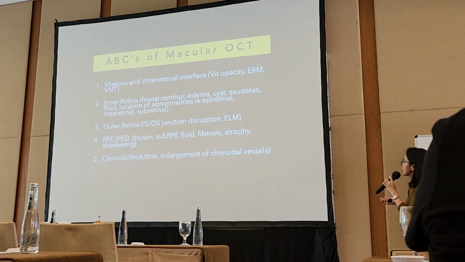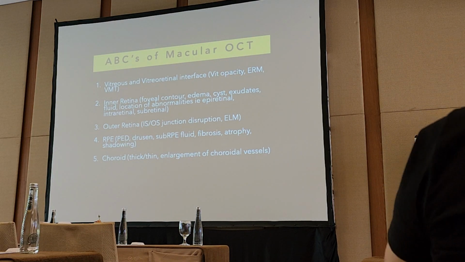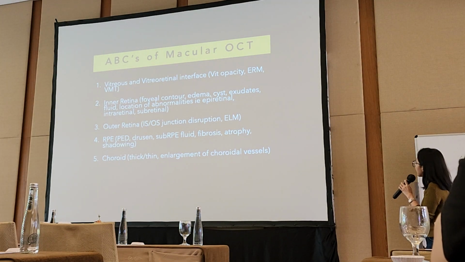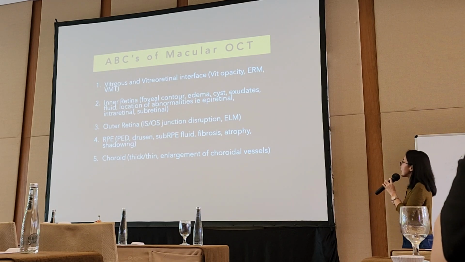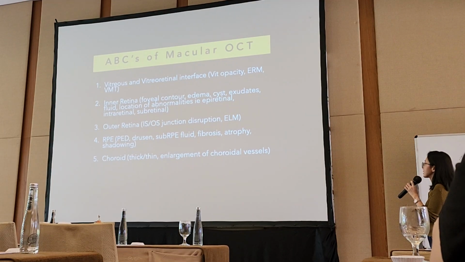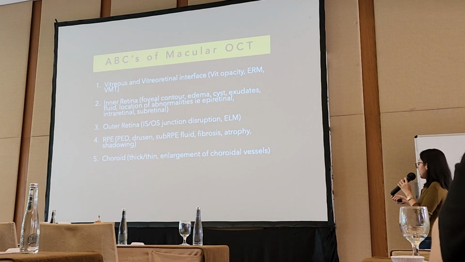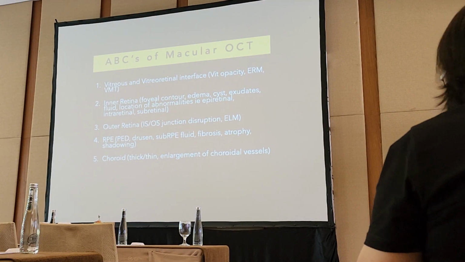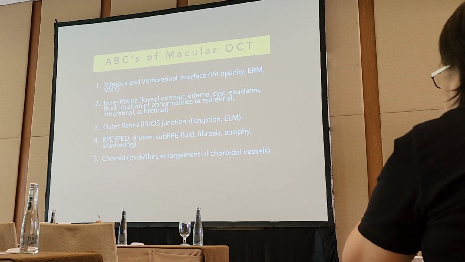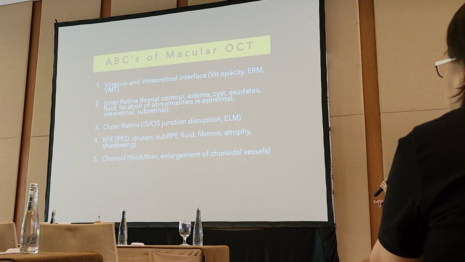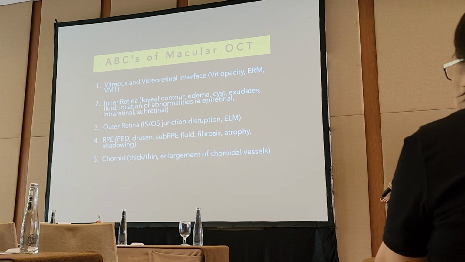And then the second one is you have to see the inner retina. How is the foveal contour? Whether there is an edema, whether there are any cysts, exudates, fluids, location of the abnormalities, whether it's epiretinal, intraretinal, or subretinal. And then the outer retina, you have to see the lines, the inner segment, outer segment junction. Now we call it an ellipsoid zone. It's no IS-OS junction anymore. The interdigitation zone, or how is the external limiting membrane, whether there is a disruption or a continuous line.